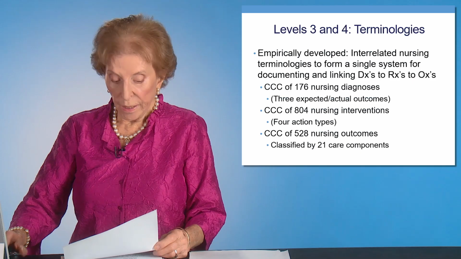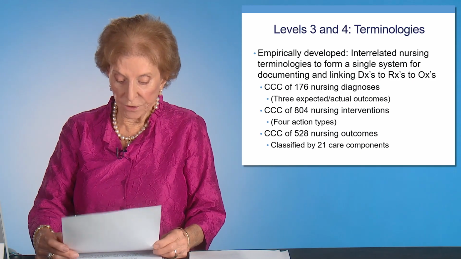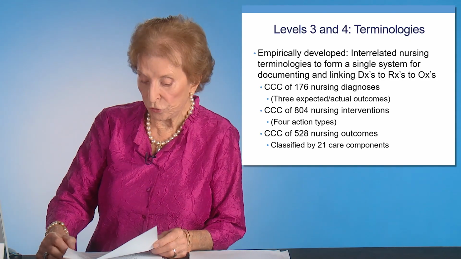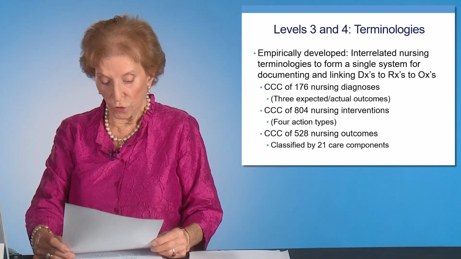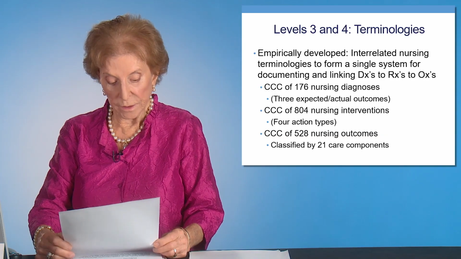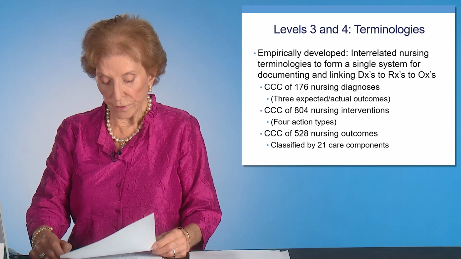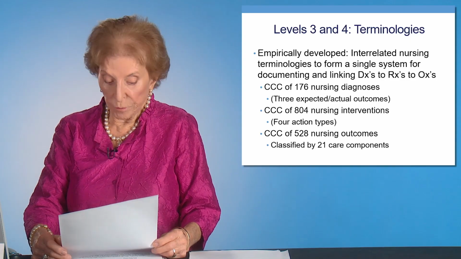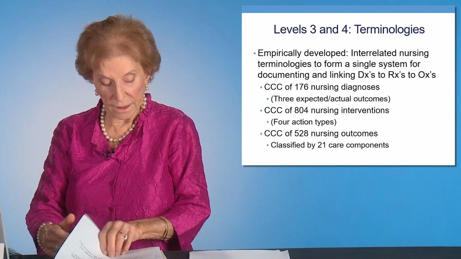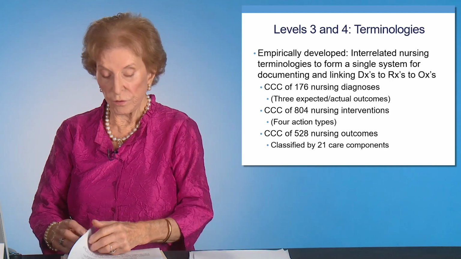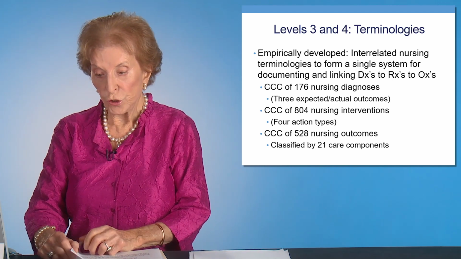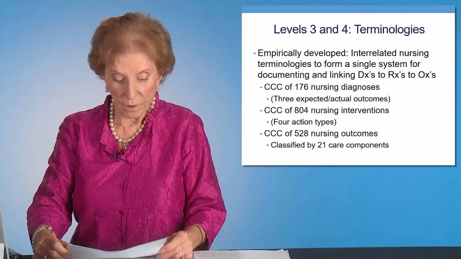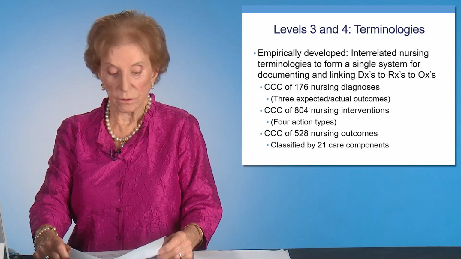Level 3 and 4 represents the interactive nursing terminologies classified by the Level 2 21 care components to form a single system for documenting and linking diagnoses to interventions to outcomes. The 3 nursing terminologies were empirically developed and statistically analyzed. They consist of the CCC of 176 nursing diagnoses. A diagnosis is defined as a patient problem that requires an intervention to achieve an outcome.